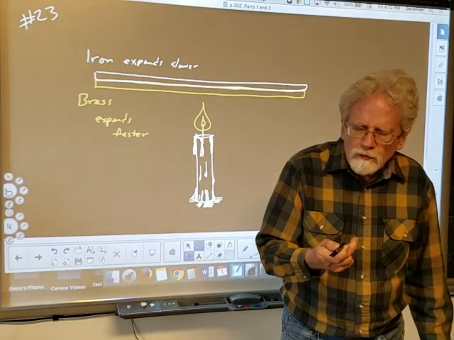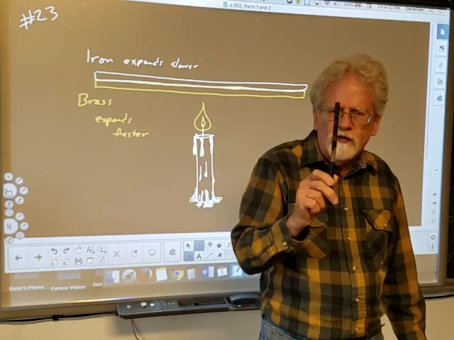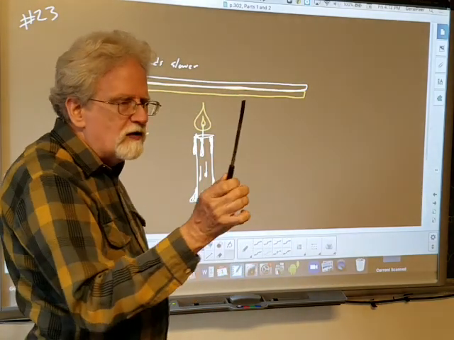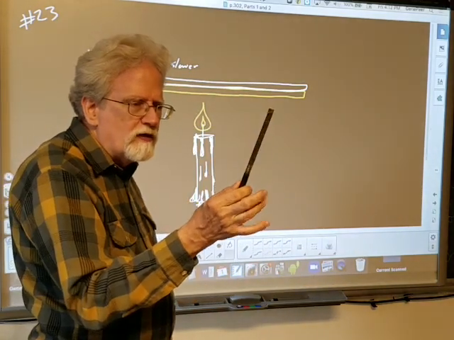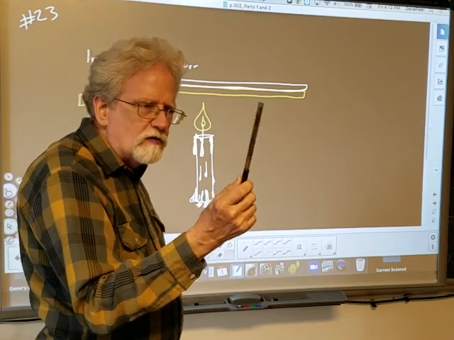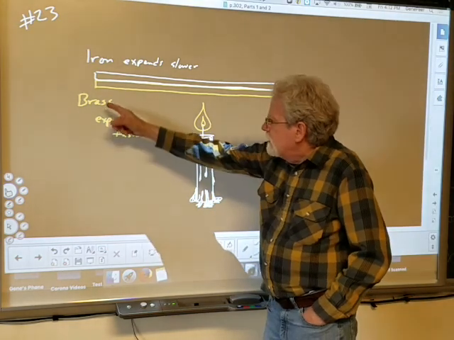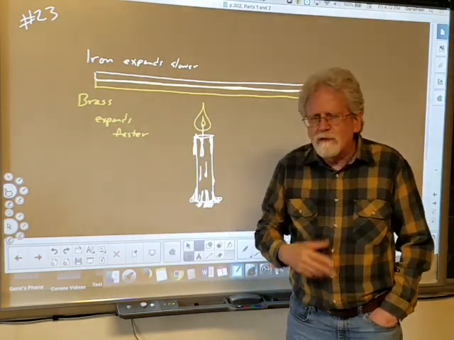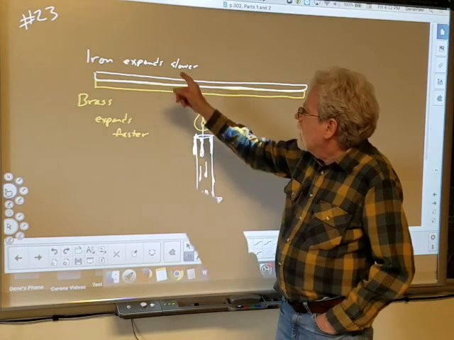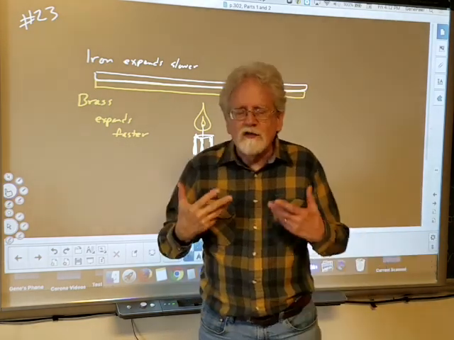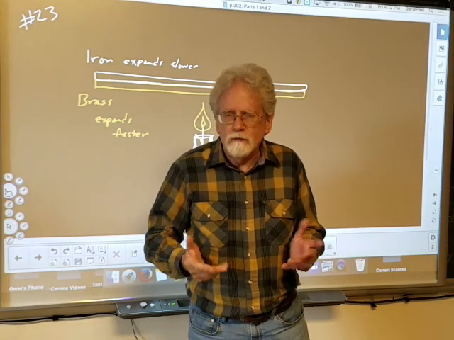But this is one particular material, perhaps brass on one side, and something more silvery looking on the other side, maybe iron, steel, whatever. So this is a bimetallic strip, two different metals. When you heat it up, what happens? Apply a flame to this thing. The brass side is going to expand faster. The iron side will expand more slowly. Different materials expand when heated at different rates.